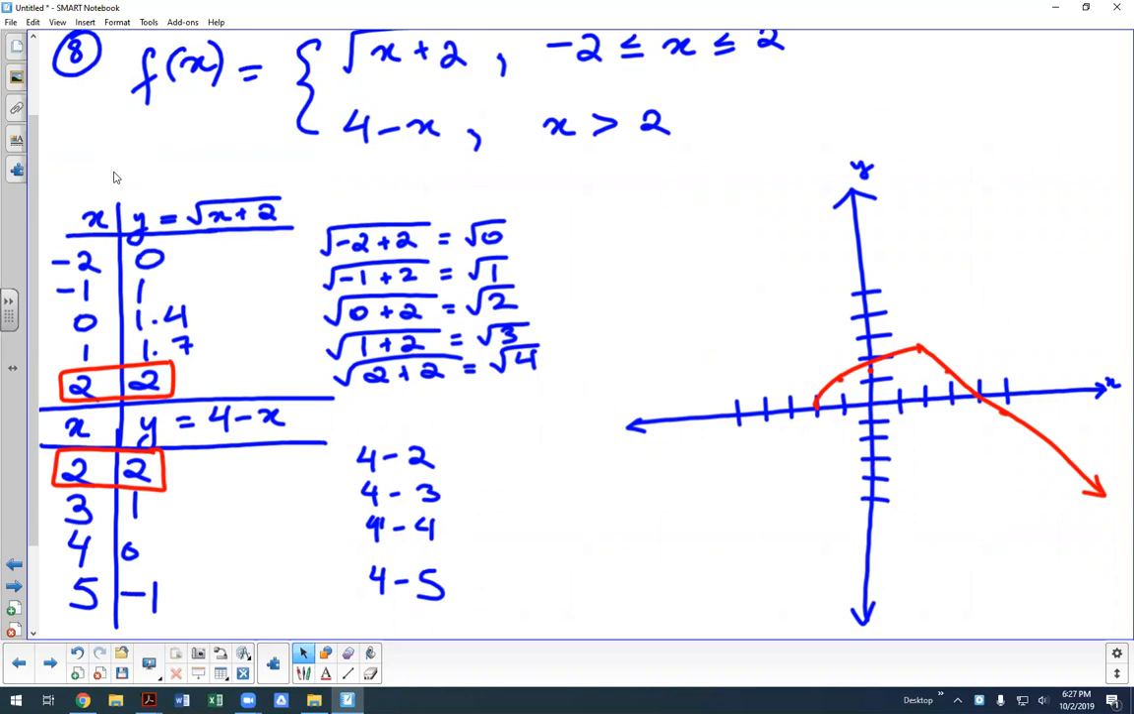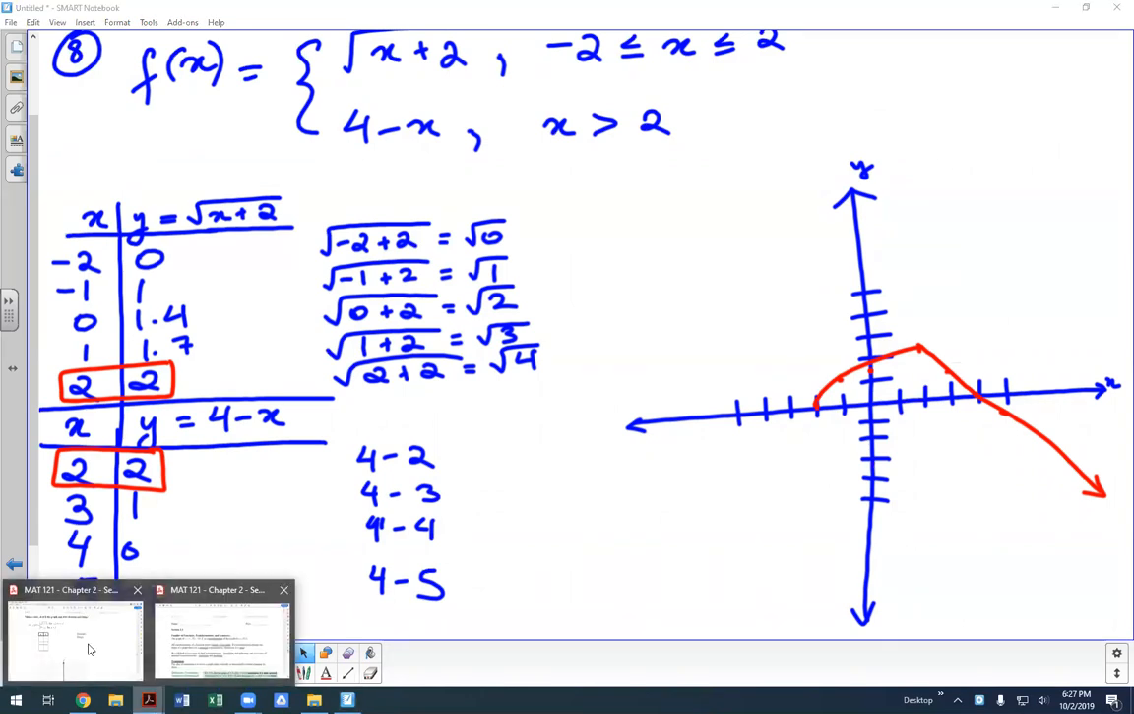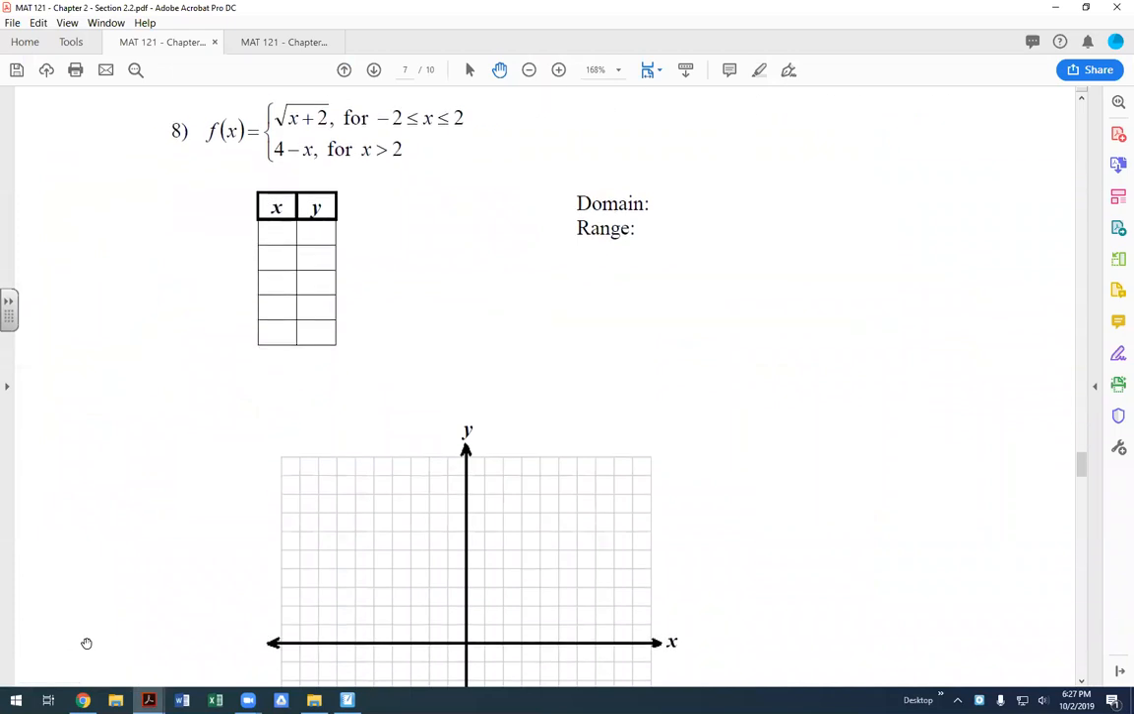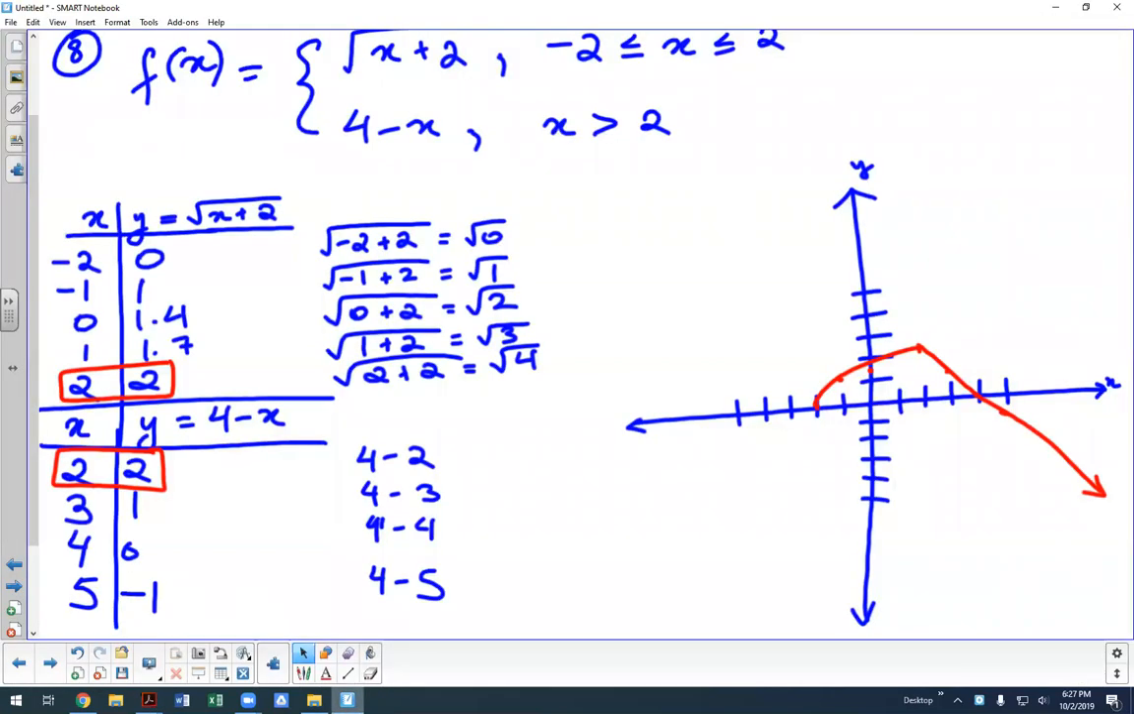Now, let's see. What are they asking us? Domain and range? So what will the domain and range for this function be? Yes, Amy? The domain is -2, 5. -2 and 5. No? Oh, sorry, to infinity. Sorry. Yeah, is that what you're going to say?